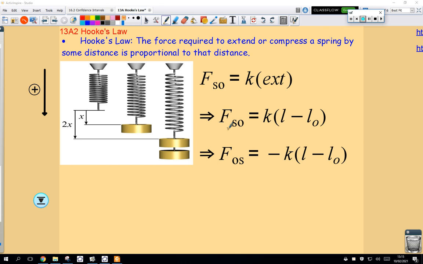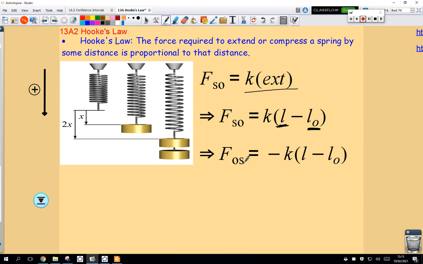And Hooke's law says this, that the force on the string by the object is K multiplied by the extension length. The extension length is always the actual length minus the natural length. If there's no force pulling the string, that's its natural length. If there is a force pulling on the string, it can be extended. We're not talking about inextensible strings. So the force on the string by the object is this.